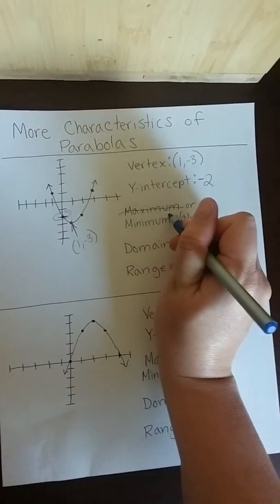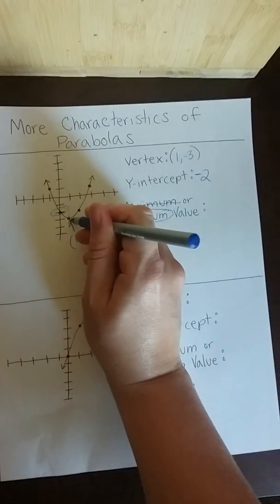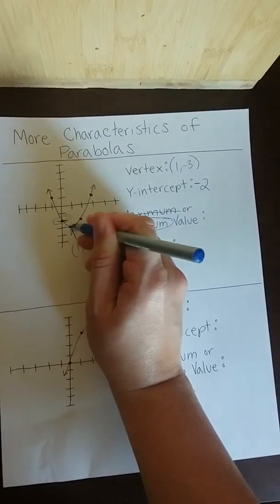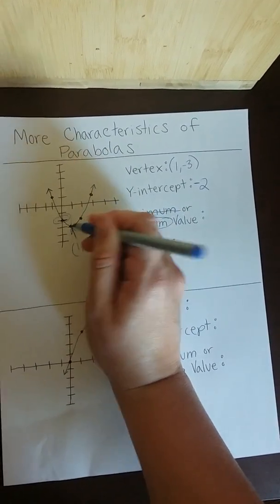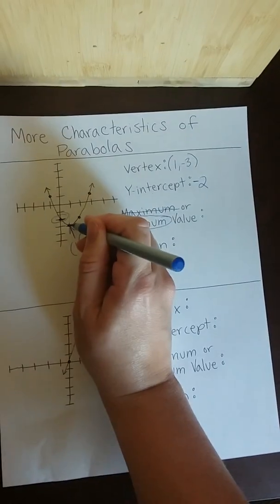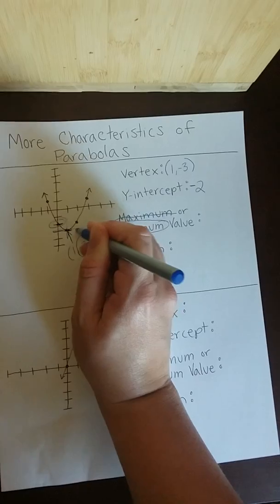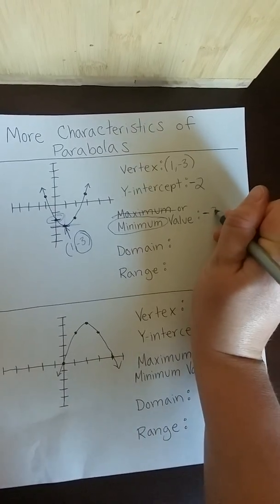There is, however, a minimum value. There is a lowest point on the graph. It is the vertex. The vertex is also my minimum value. And when you talk about the minimum value, you're actually talking about the y-coordinate of the vertex because that's the lowest point the graph will get to. So my minimum value here is -3.